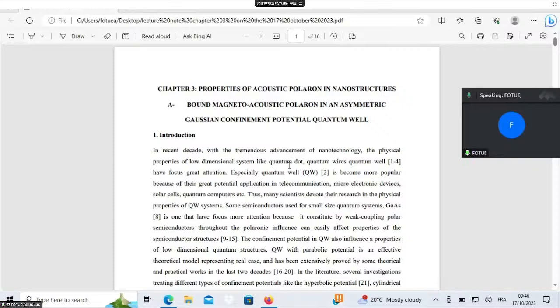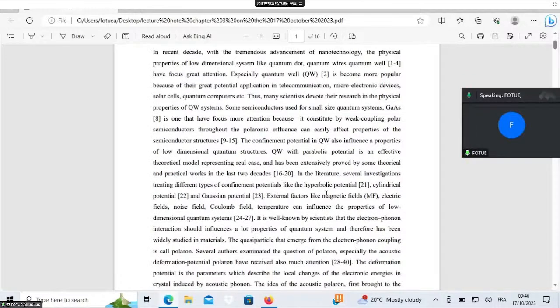Also, with these low dimensional structures, especially quantum dot and quantum well, the confinement potential plays a very important role in modulating the properties of the quantum well, which will also be the main object of study. And this quantum well with parabolic potential is an effective theoretical model representing a real case, because, as I said before, we cannot consider a system as symmetric. So the properties of a system may be different according to the dimension of the structure. That's why more intensive theoretical and practical work is focused on it.